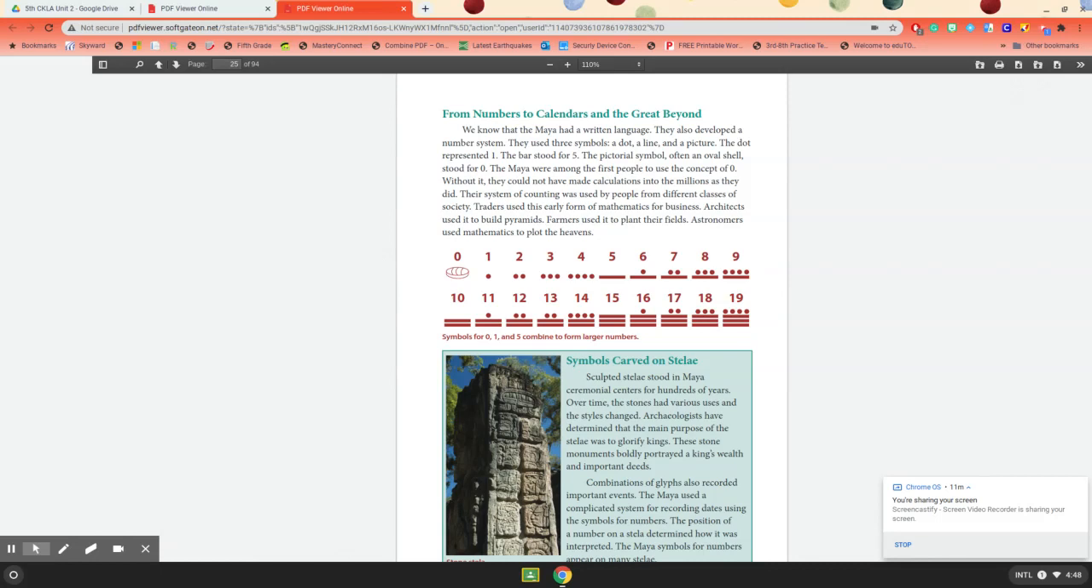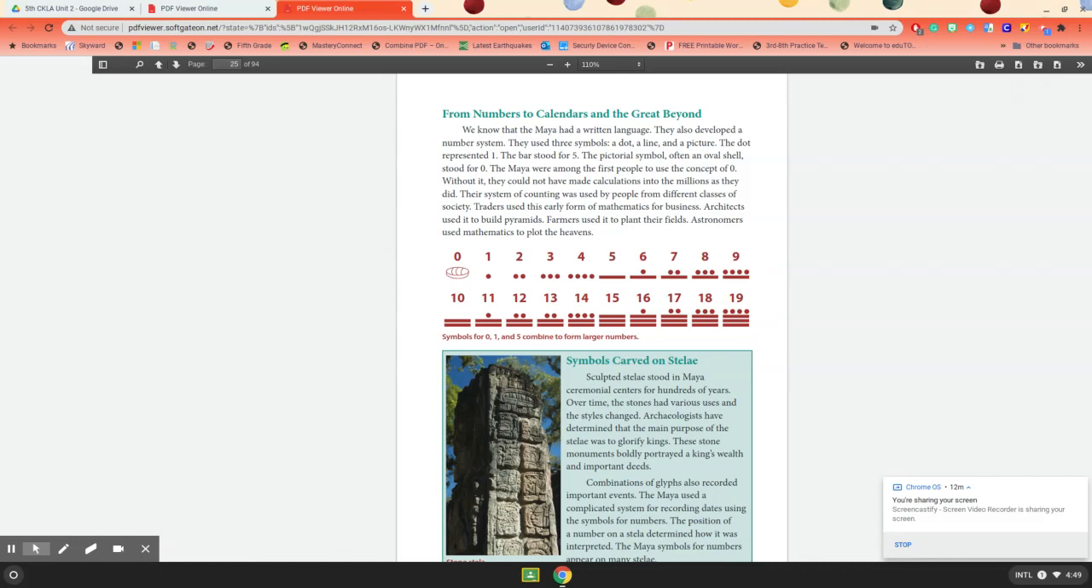Symbols carved on steles. Sculpted steles stood in Maya ceremonial centers for hundreds of years. Over time, the stones had various uses and styles changed. Archaeologists have determined that the main purpose of the steles was to glorify kings. The stone monuments boldly portrayed the king's wealth and important deeds. Celebrations of gifts also recorded important events.